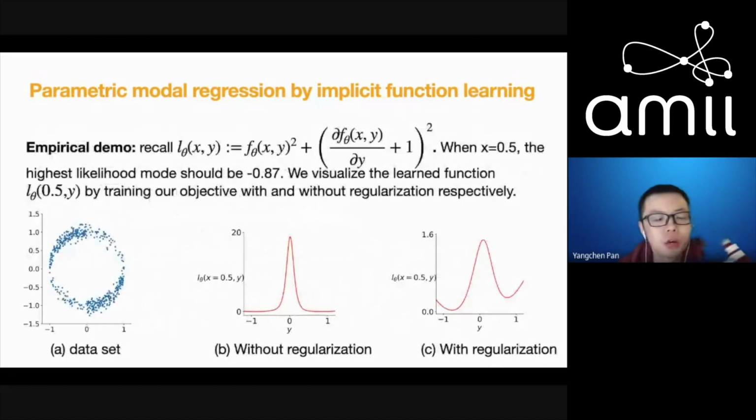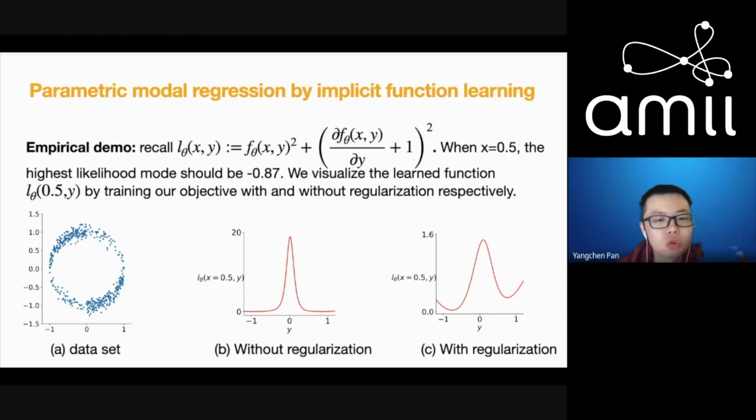Here is an empirical demonstration. Let me first introduce the data set. The data set is still a circle data set as shown in figure A. And the difference is that on this data set, when x is less than 0, it has a high likelihood mode on the positive part. So you can see there are more points on the positive part when x is less than 0. When x is greater than 0, it has a high likelihood mode on the negative part. So you can see there are more points on the negative part.